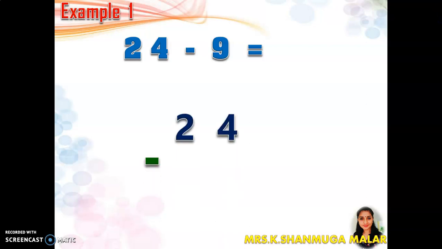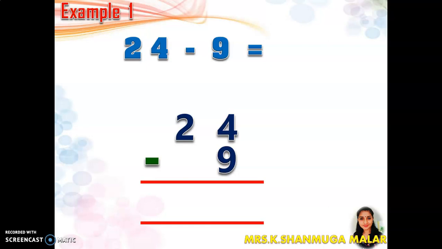24 minus 9. Once we write the numbers in a vertical form, we may start counting from ones. This is the ones place. 4 minus 9. Can we minus the big number from the smaller number, students? Can't. So, we must borrow from the tens place.